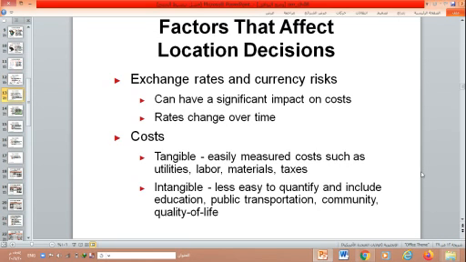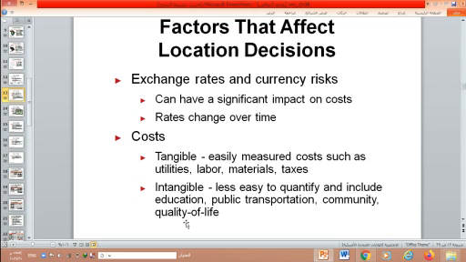Another factor that should be taken into consideration or affects the location decision is costs. We can divide the location costs into two categories. The first one is tangible cost and the second one is intangible. And what do we mean by the tangible costs? It is the cost that can be measured, such as utilities, labor costs, material costs, taxes, while the intangible costs are less easy to quantify. They cannot be measured easily, and they include education, public transportation, community, quality of life. So it is difficult to measure them.